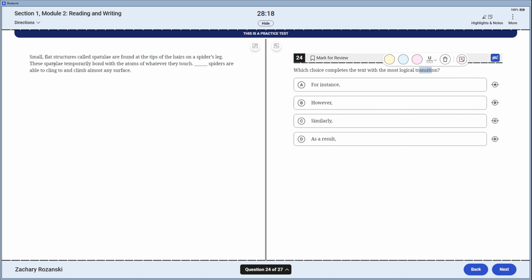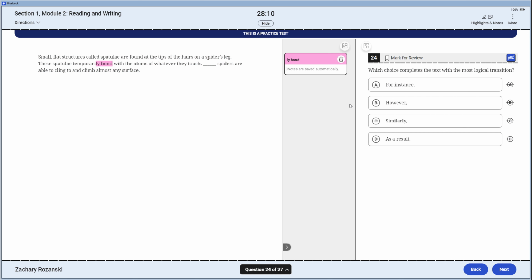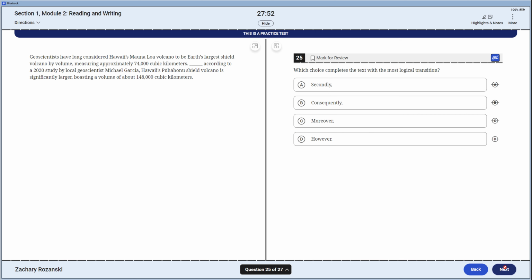Onto our transition questions, I go reading, and I've got this information that these things bond with atoms. So that seems to be like an important context clue. Then on the right side of this, I've got that spiders are able to cling. This relationship seems very cause and effecty. Because these things bond with atoms, spiders can cling. Cause and effect, as I go looking, "as a result" is the signal element that matches my context clues.